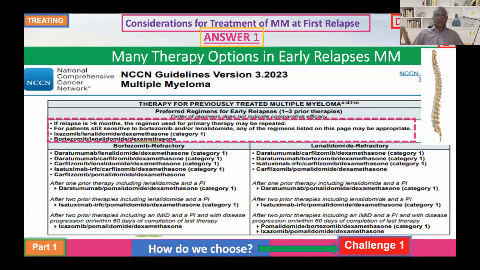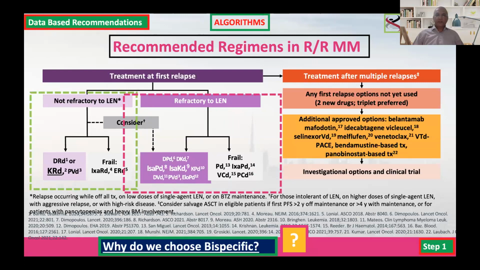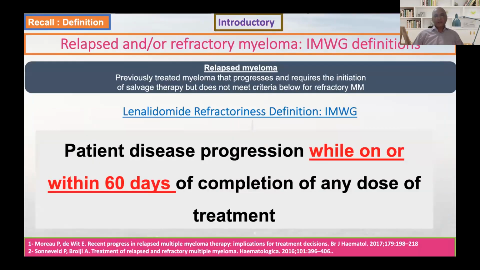So what does NCCN say? Depending on whether it is Velcade refractory or lenalidomide refractory, we have a lot of options. The thing is how to choose and how to sequence. The sequence is there. If lenalidomide refractory, then use KRD, PVD based. And if refractory to Velcade, then we use DPT and DKT based. The important thing is when relapse of all three, triple refractory, then what do we do?